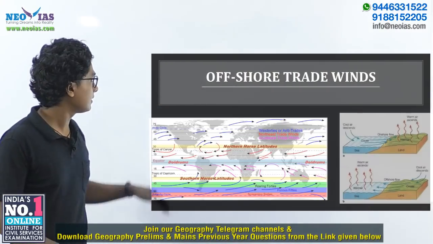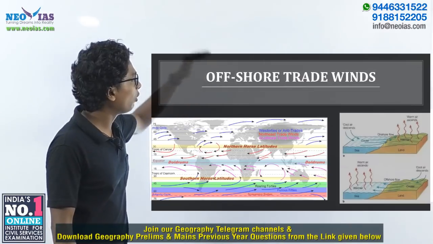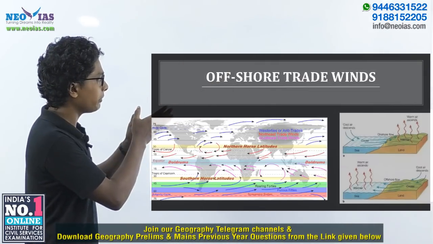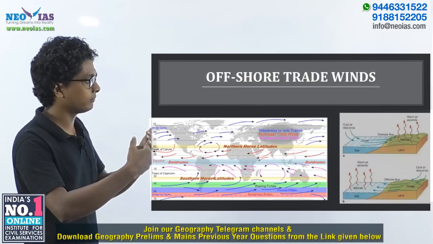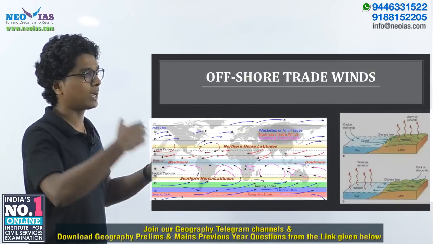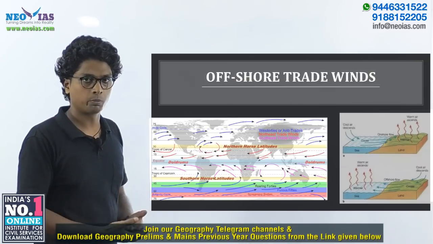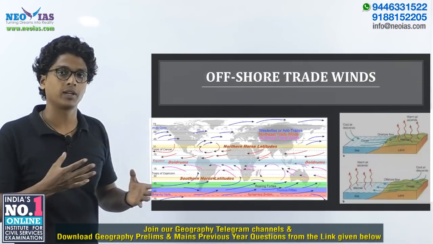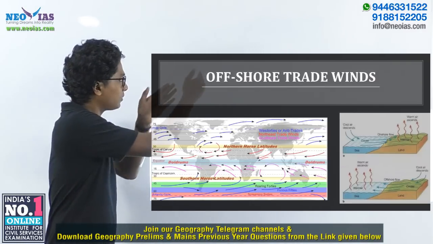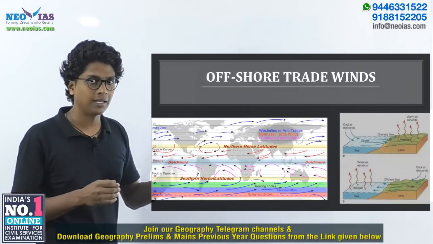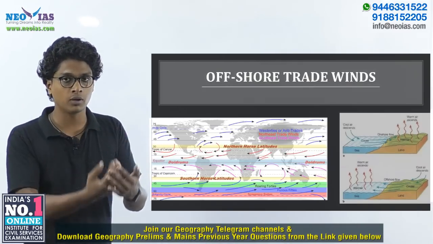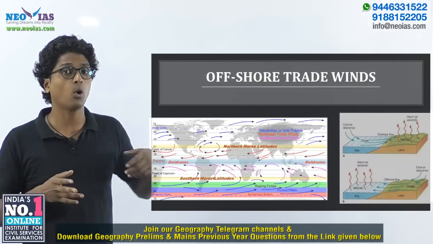Now let's take a look at the next one, which is offshore trade winds. Here, trade wind means the wind moving from the subtropical high pressure belt to the equatorial low pressure belt. And offshore is another concept related to wind. You have to break down that word: offshore means away from shore, or moving out of shore. And there is a related concept, which is onshore.